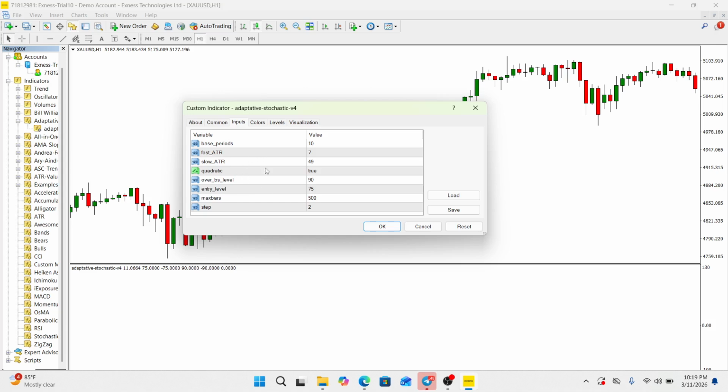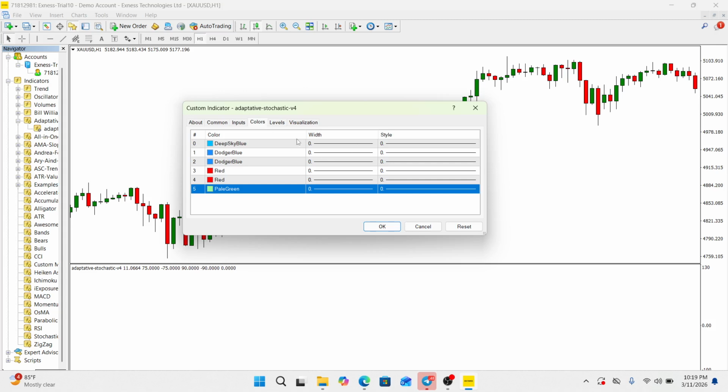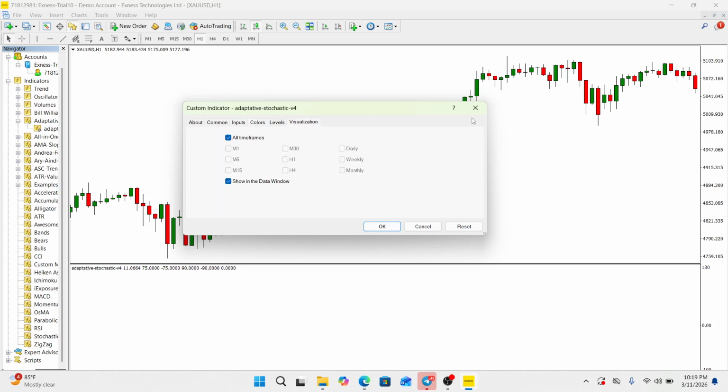A quadratic switch lets you choose whether the adaptive factor is squared, which can accentuate differences between high and low volatility phases and further separate fast and slow responses. You can choose your preferred colors and trade on your preferred time frames as well.